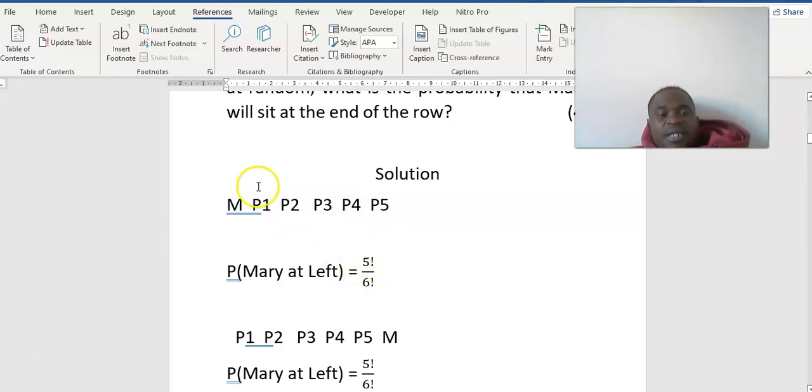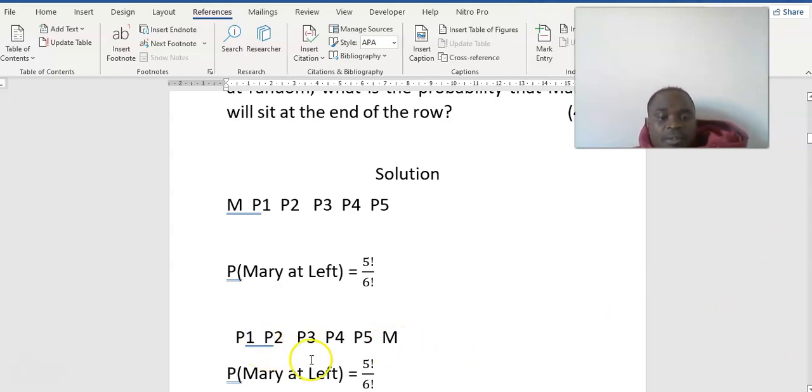Alright, I've explained this one in the first video. So if you watched the first or the second, you get that. Here you don't count Mary. So you count 1, 2, 3, 4, 5. That's 5 factorial over the total number. What is it going to be? 1, 2, 3, 4, 5, 6. 6 factorial.